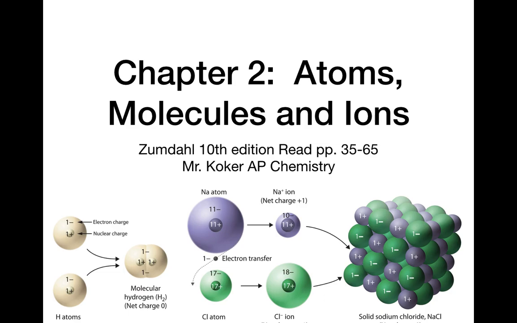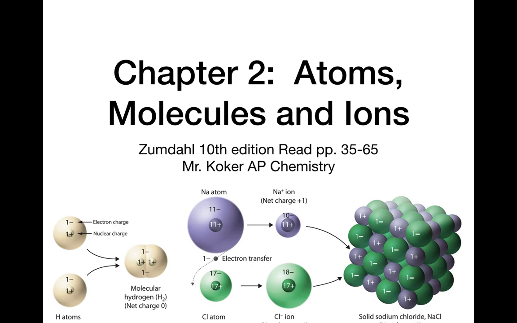A sodium atom starts out with 11 protons and 11 electrons, and a chlorine atom starts out with 17 protons and 17 electrons. After a transfer of an electron from sodium to chlorine, the sodium ion, which as you notice has shrunk in size, has only 10 electrons now and only 2 energy levels instead of 3.